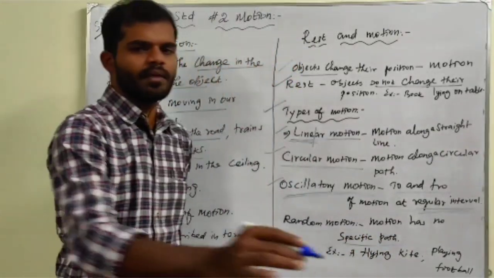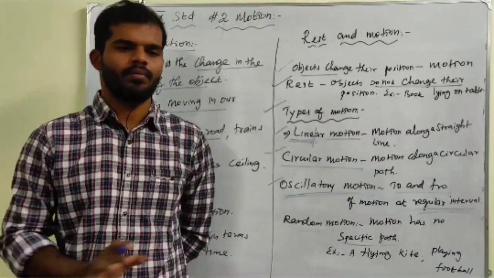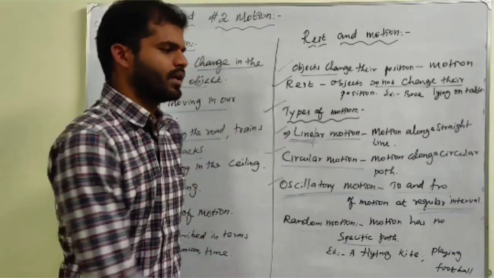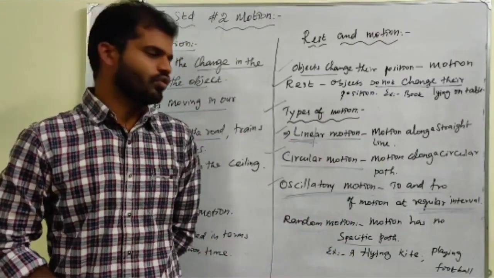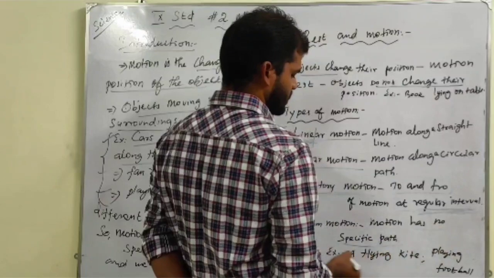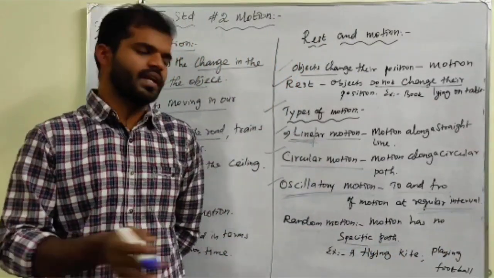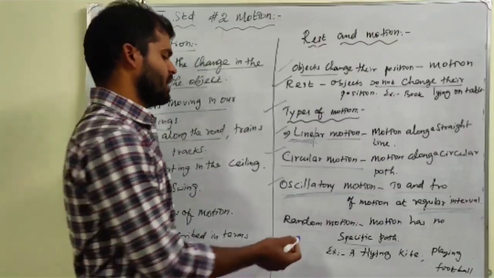For example, when we are playing football in the ground, we will not have any path, which means that this particular path is not described, right? So the motion has no specific path. So we can move where that ball goes. So any direction we can move. That is called as random motion.